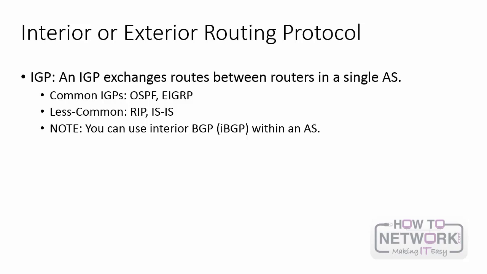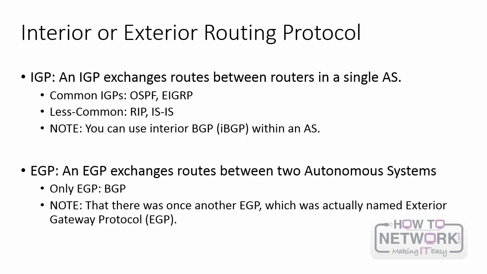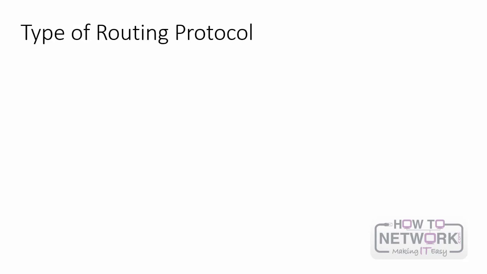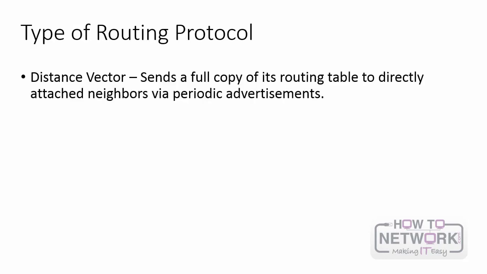Today, the only EGP in use is BGP, but please note that BGP is sometimes also used as an interior gateway protocol as well. There are two types of routing protocols. The first type is distance vector.